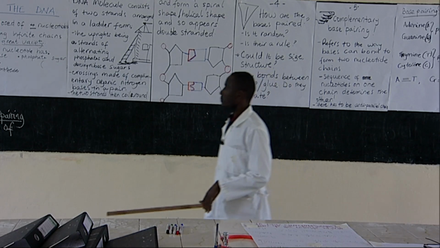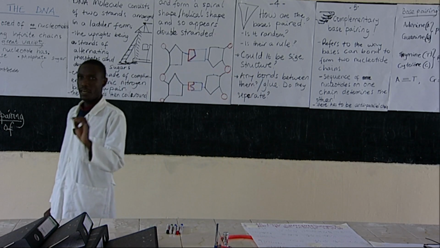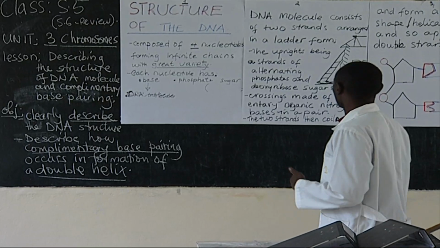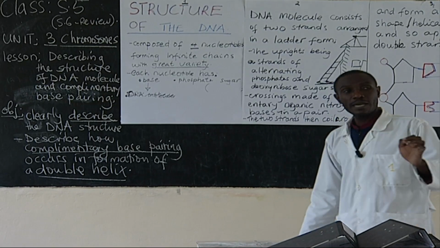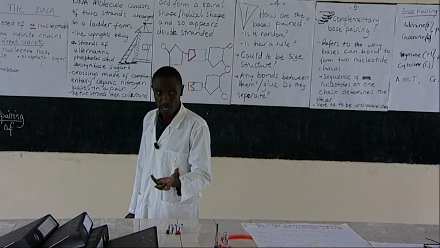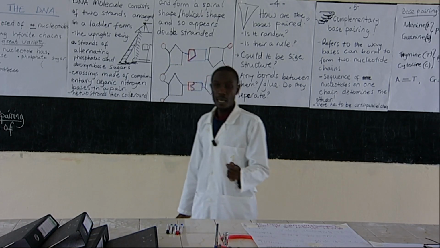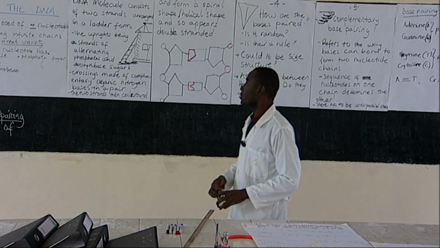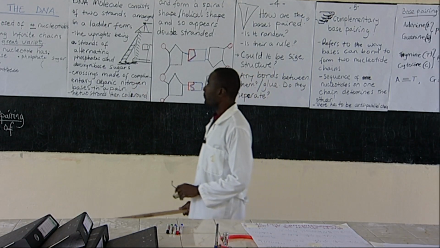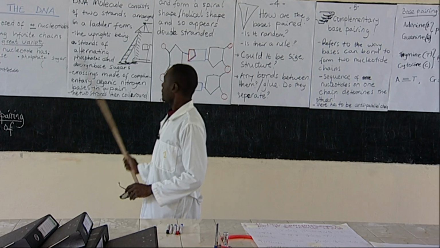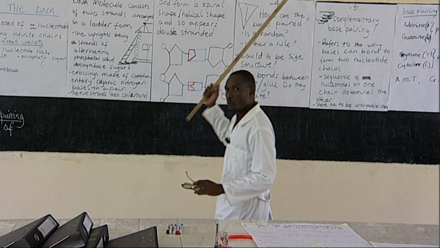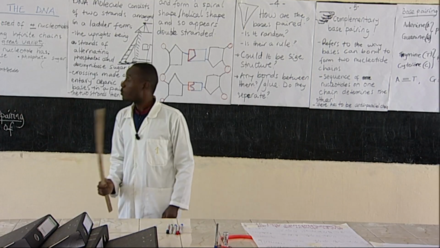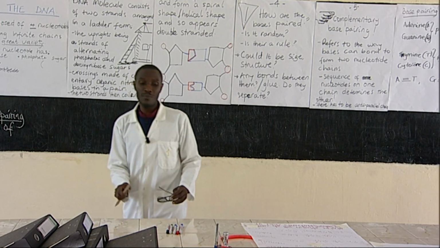Now, remember, in the other homework, we looked at an outline of the structure of the DNA, and we also looked at the whole structure within the chromosomes, and part of the homework was for you to describe. Now, here we come again.